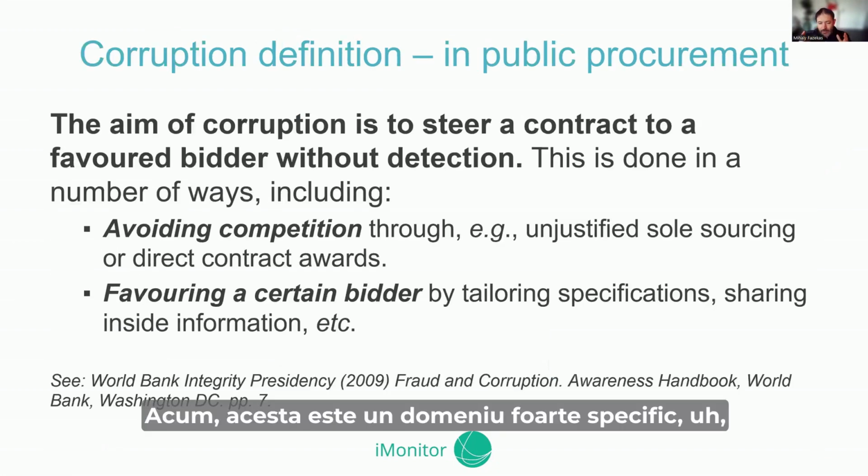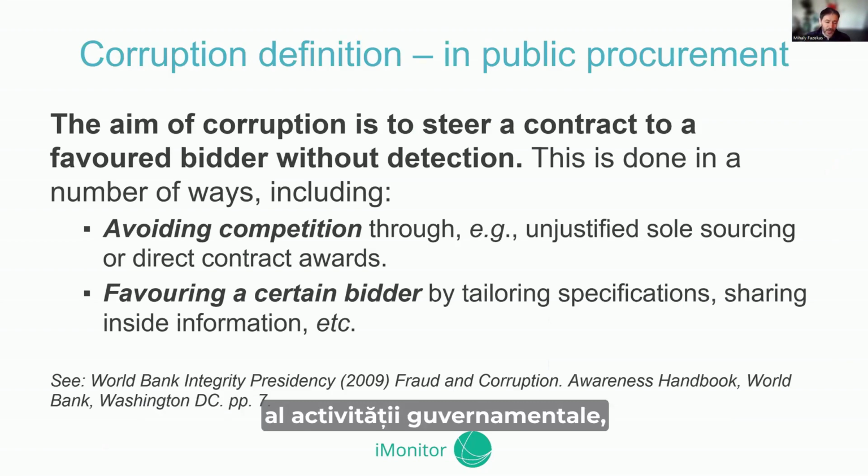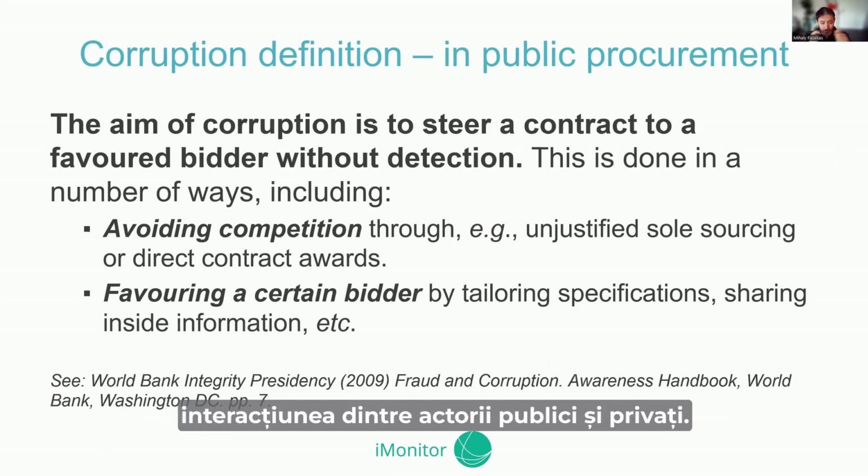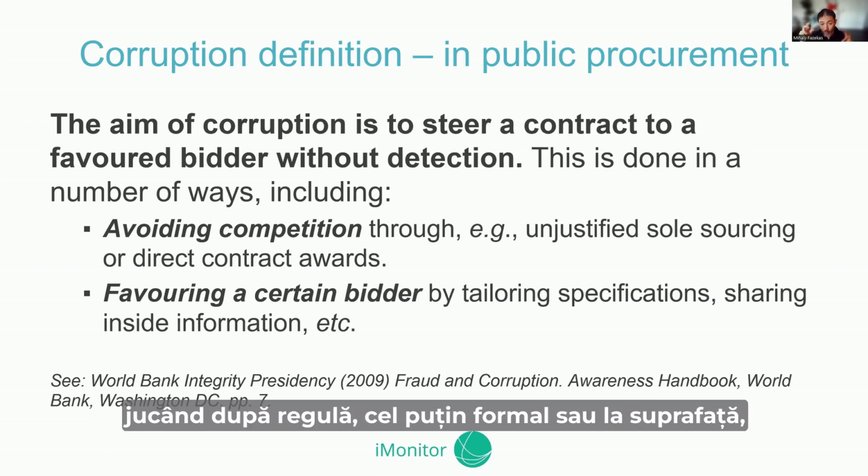Now, this is a very specific domain of government activity, an interaction between public and private actors. Hence, corruption will be very specific as well. So in public procurement, corruption has a particular aim. Corrupt actors have a particular aim. They want to steer the public contract to a favored bidder without being detected, playing by the rules, at least formally or on the surface, and avoiding detection.